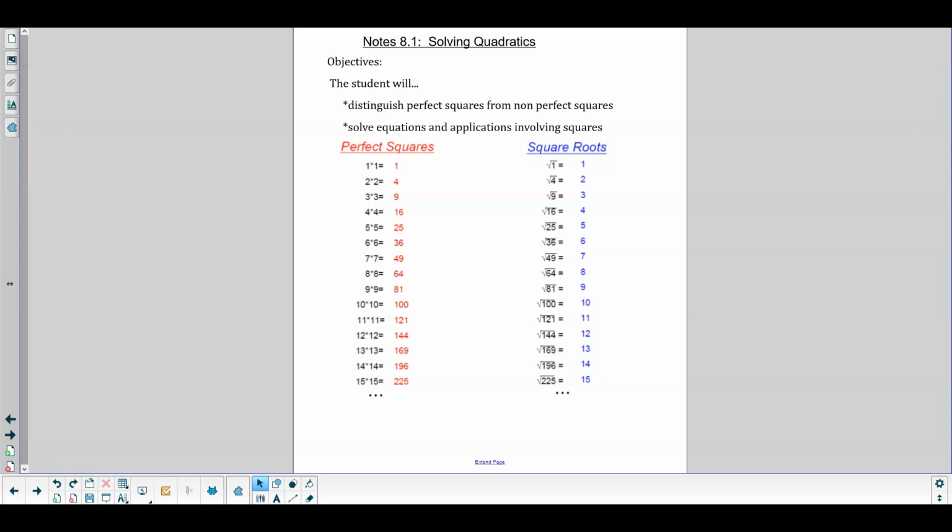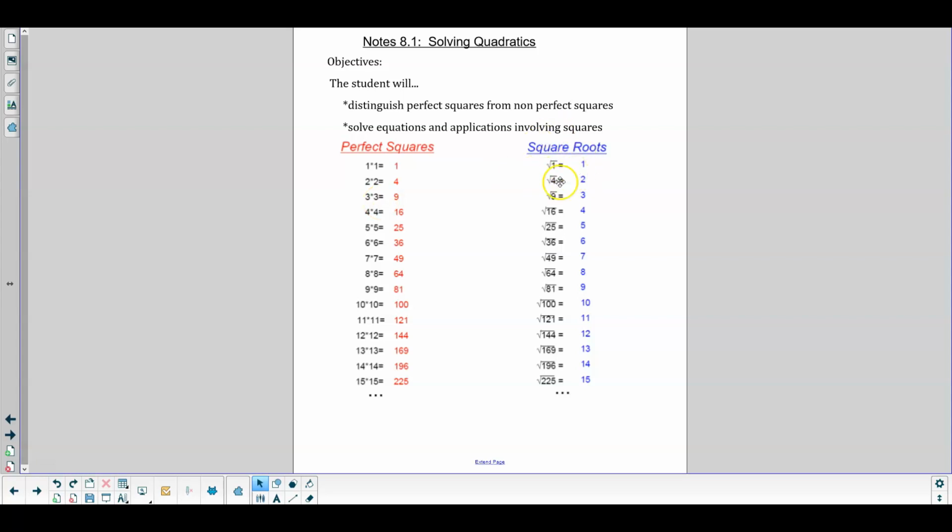We kind of already talked about that when we did the previous unit, and so if you remember, perfect squares are numbers you multiply times themselves to get these answers here in red. And if it is a perfect square, then you can take a square root of them, and the answers will be just one of the two numbers you multiplied to get the perfect square. Okay, so you always have a calculator.